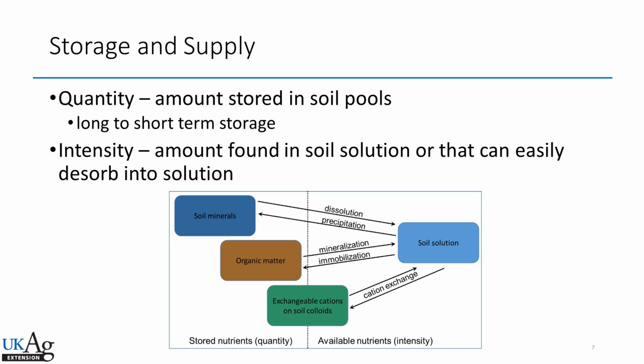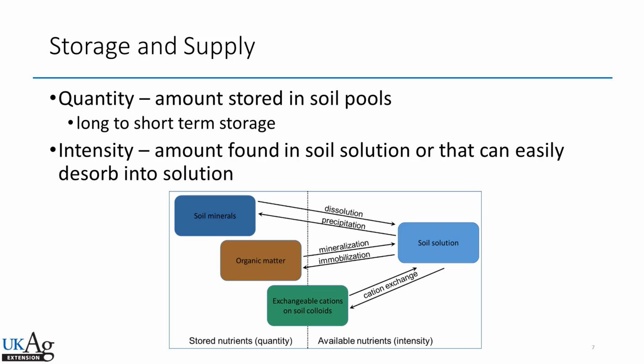When we talk about a soil's productivity and its ability to store and supply nutrients, this goes hand in hand with soil fertility. There are two pools of nutrients in the soil: the quantity and the intensity. The quantity is the total amount of nutrient. Now, not all of that is plant available. It's stored in long-term pools like soil minerals, medium-term pools that relatively over a year might provide some nutrients like the organic matter, and then immediately available nutrients that are exchangeable cations on the soil colloids, and what's in the soil solution.